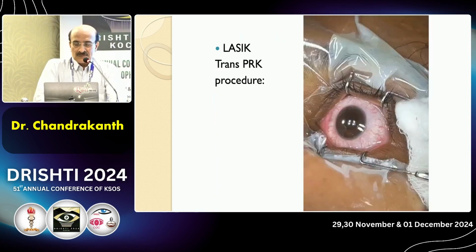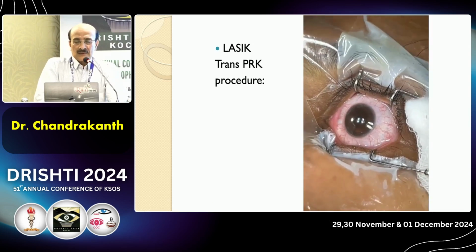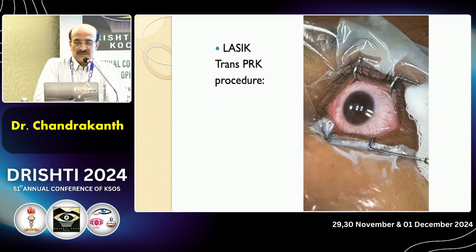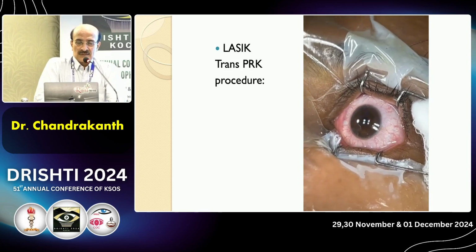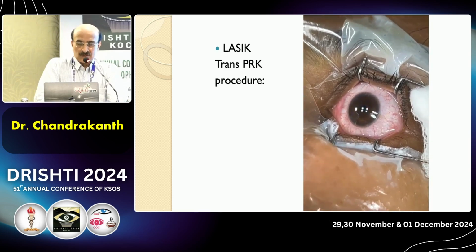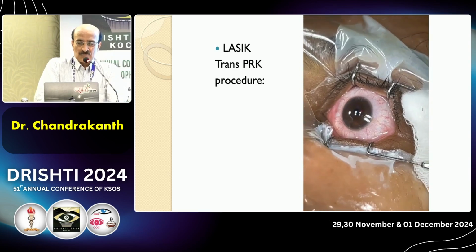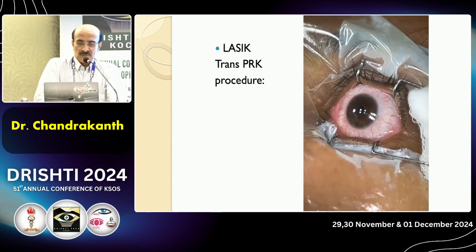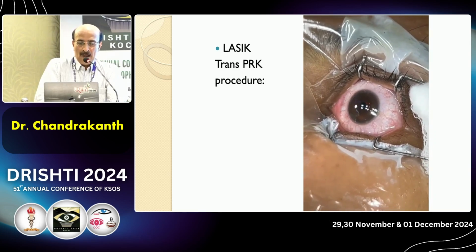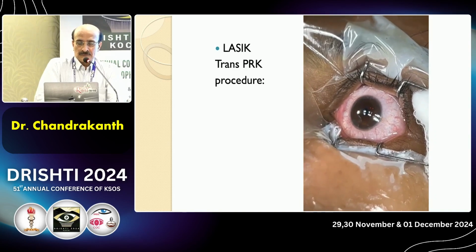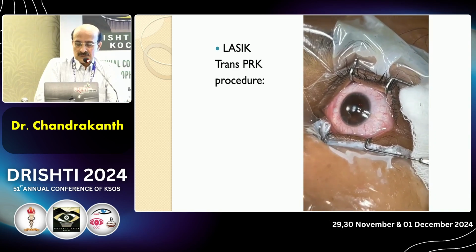A thorough wash is given to remove the tissue debris, and the flap is replaced. Then coming to the trans-PRK procedure, here the Excimer is applied directly. The technology is called Streamlight technology. Both the flap and the laser are done in a single procedure. Here we have to apply mitomycin.